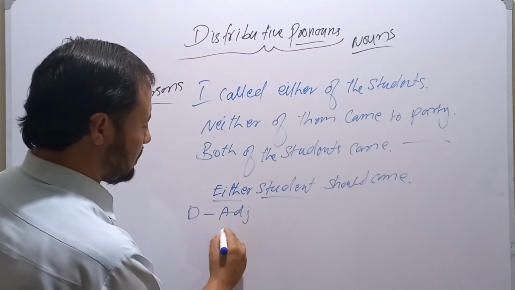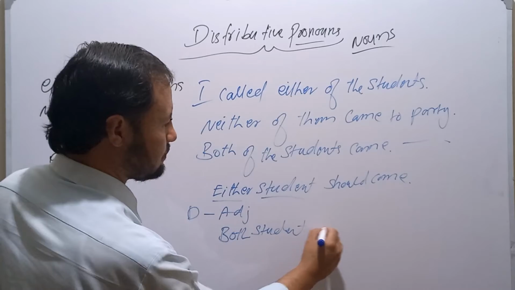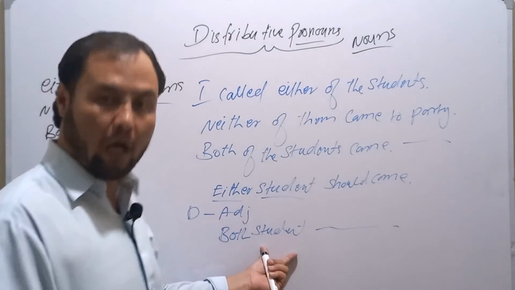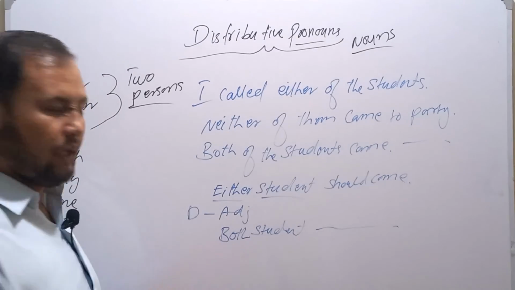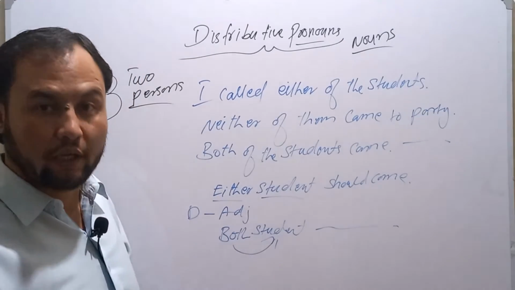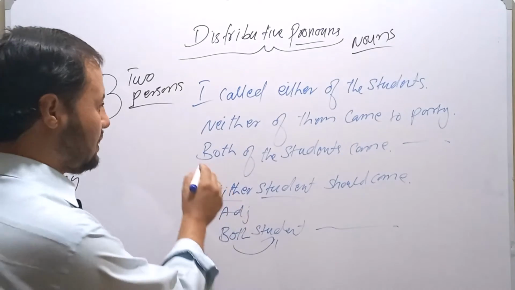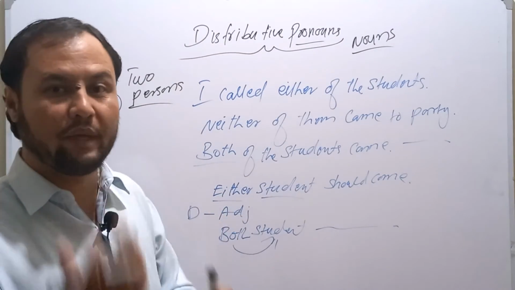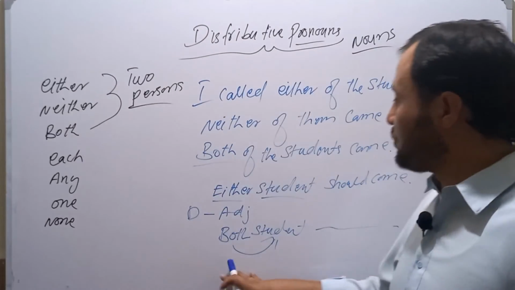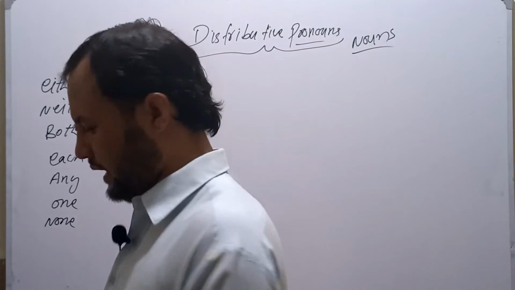For example, both students came home. After both, if we use a noun, then it will not work as a pronoun. It is modifying the noun, which is called an adjective, so it is called a distributive adjective. Keep in mind that this pronoun should work as one part of the sentence. After them we should not directly use any noun. Okay, next examples.